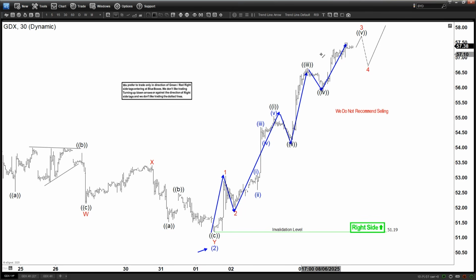So the motive sequence is 5, 9, 13, and so on. Corrective is 3, 7, 11, right? So that means we need one more leg higher to finish a 9 swing. That's why the current count here is that we are within wave 3.